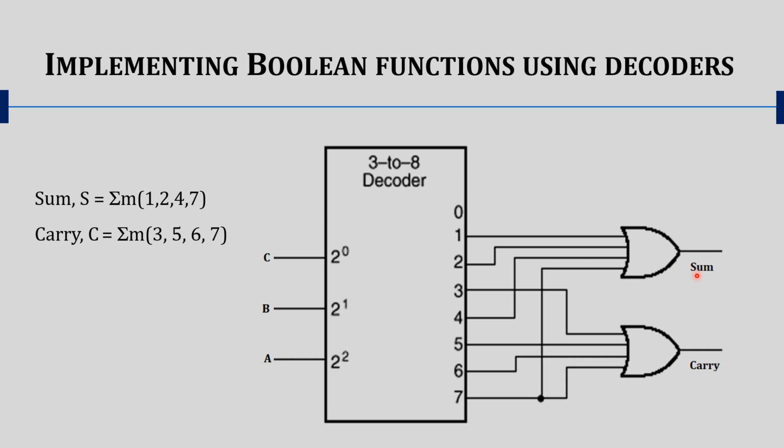Similarly, for the carry, we are connecting the minterms 3, 5, 6 and 7. So using a decoder and two OR gates, we can implement a full adder. Similarly, we can implement any Boolean function using decoders.